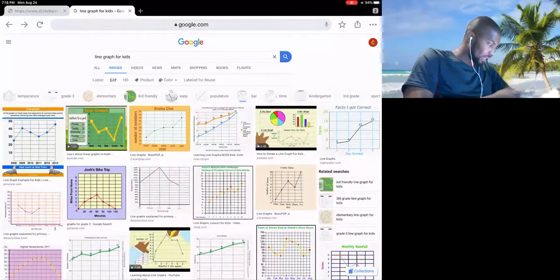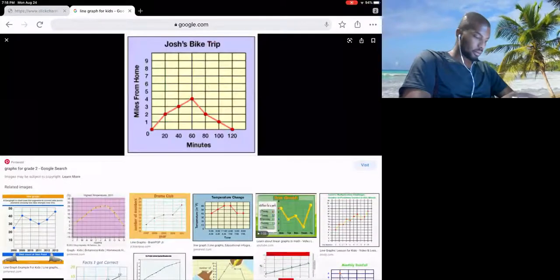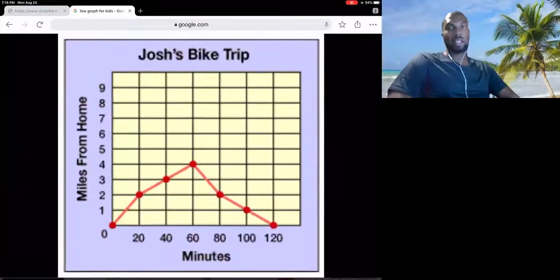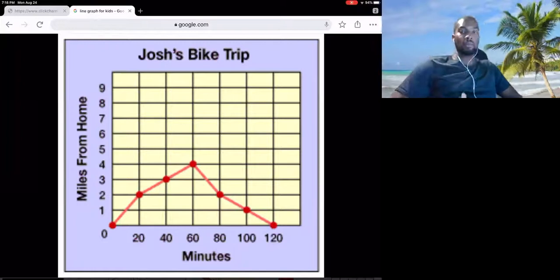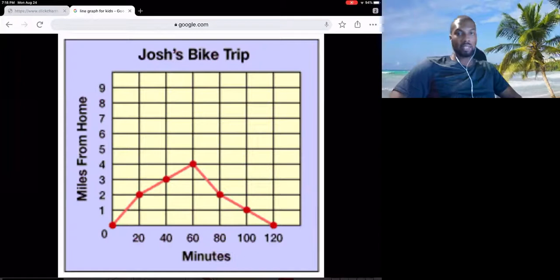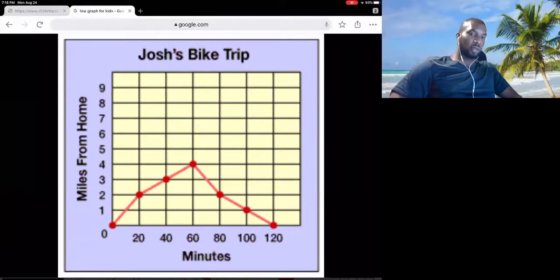If I looked at this graph here, this is talking about Josh's bike trip. So this kid or person named Josh took a trip and he tracked 2 things, right? On the bottom, on the x-axis, you'll see the minutes he rode his bike, right? From 0 to 120 minutes, right? 120 minutes is about 2 hours, right? 60 minutes being an hour, 2 60-minute periods being 120.